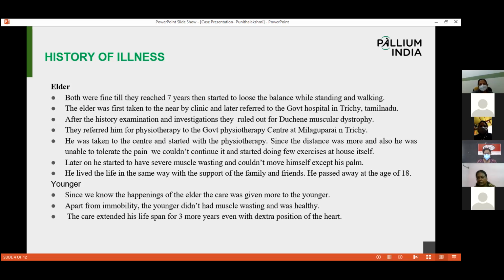Now when I started to study palliative care, the first day what Rajagopal sir told was total care from the time of diagnosis. So from the time of diagnosis, we did the care. All the basic care we have given. I'm coming out of oncology because this is also a part of palliative care, I feel. Then when we had the younger one, since we knew the happenings of the elder, we were alert to give more care for him and extend his lifespan for 3 more years. What we did was basic care only, not anything else. Next slide, please.